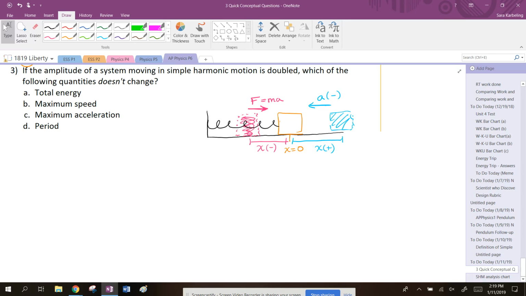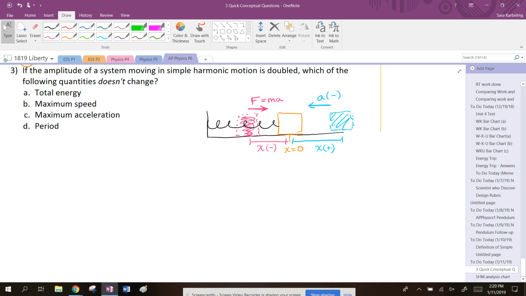This is going to lead into what we're going to do today, which is why I didn't want to just shut it down. I wanted to come back to it. If the amplitude of a system moving in simple harmonic motion is doubled, so that means a pendulum swinging and you double the angle, or a mass on a spring bouncing back and forth and you double the stretch, any of those things. Oh, and remind me in just a second, I have to tell you one other really fun example of simple harmonic motion. Don't let me forget. Anyway, if the amplitude is doubled, which of the following quantities doesn't change?